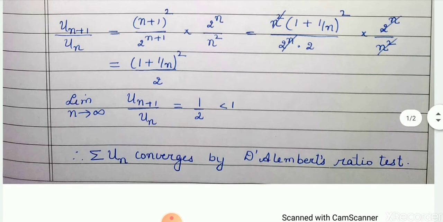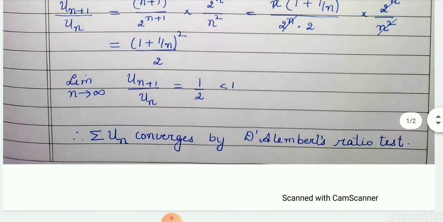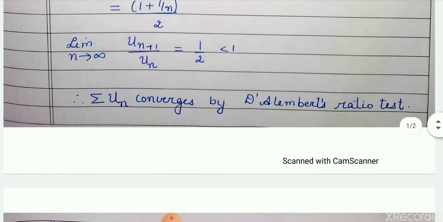And when we apply the limit, we can see wherever there is 1 by n, that term becomes 0. And simplify this, the limit as n tends to infinity of un plus 1 divided by un, what will that give you? The limit value is 1 by 2. Now the comparison again is with 1, so this is less than 1. Then as per D'Alembert's ratio test, what do we say? Sigma un converges by D'Alembert's ratio test.